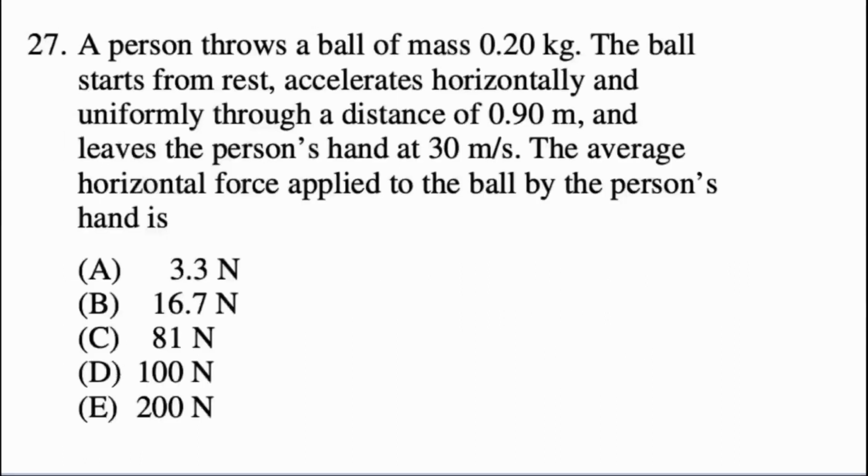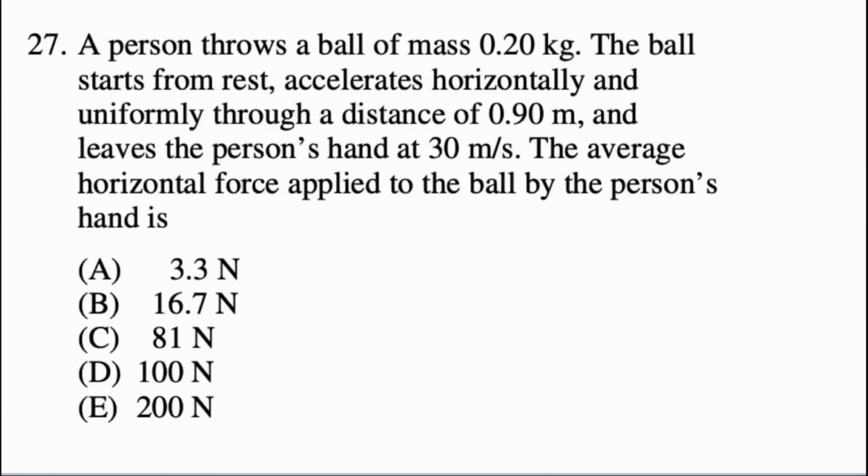27. A person throws a ball of mass 0.2 kilograms. The ball starts from rest, accelerates horizontally and uniformly through a distance of 0.9 meters and leaves the person's hands at 30 meters per second. The average horizontal force applied to the ball by the person's hand is... So we're given mass and we want to find the net horizontal force. So we need the acceleration. And we can actually find that through our kinematic equation.